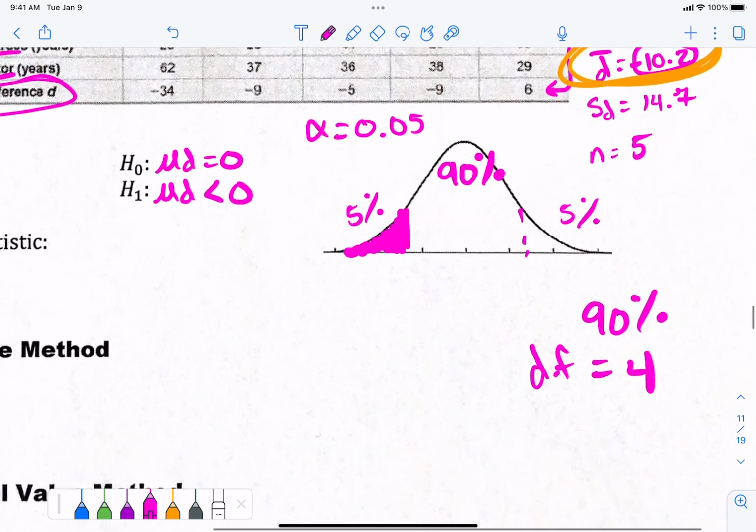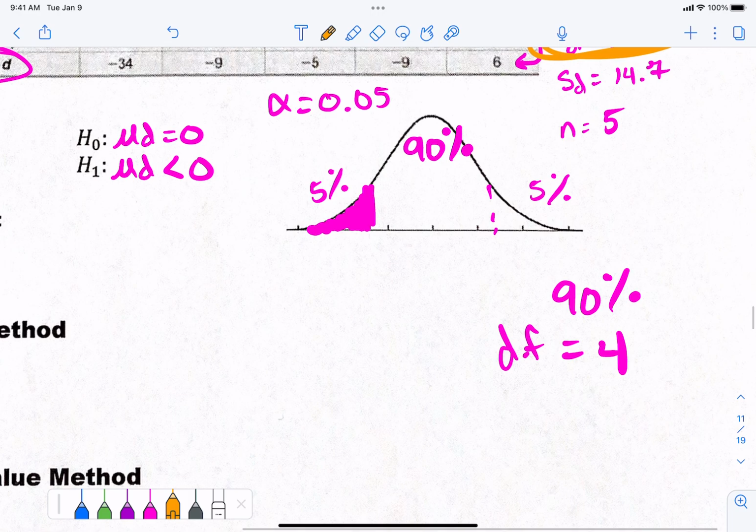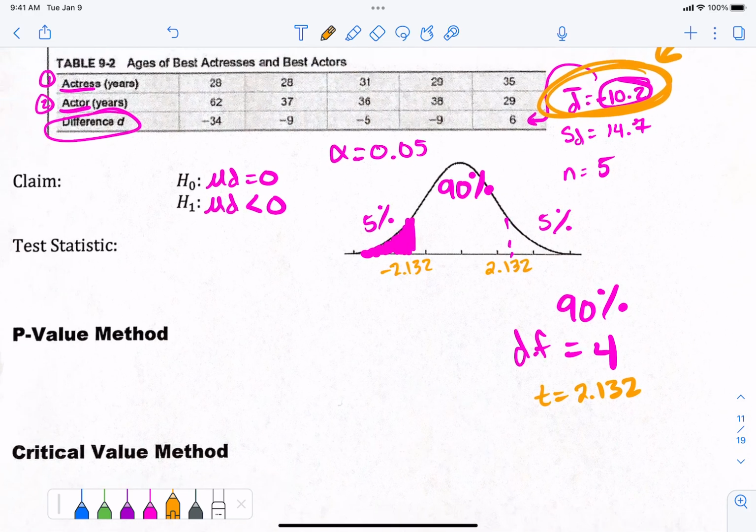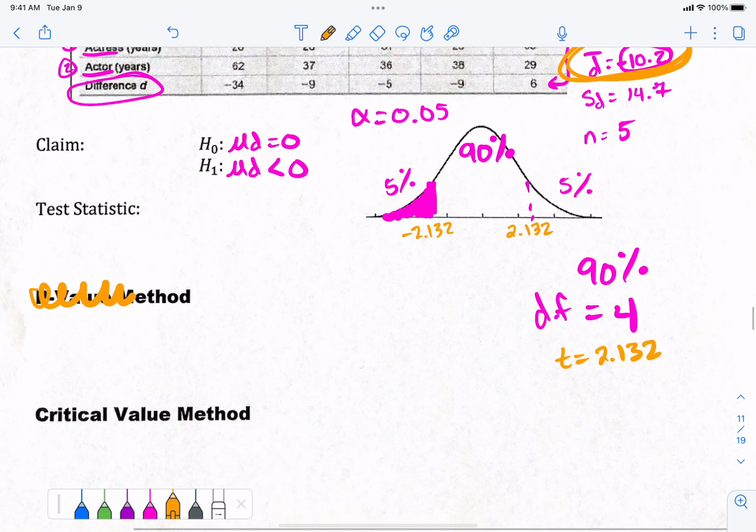What are my two numbers? 2.132. So I've got a negative 2.132 and a positive 2.132. Okay, got it? That's my critical T value. We're not going to do the p-value method. We're only going to do the critical value method for this one.